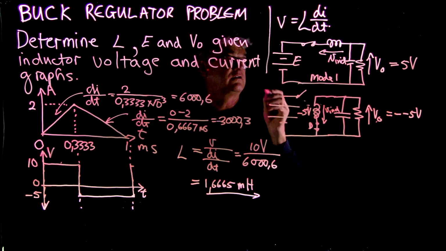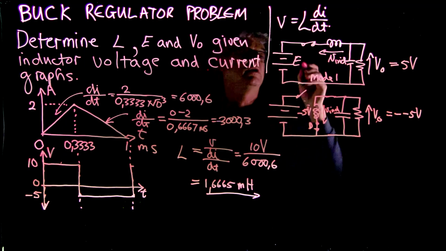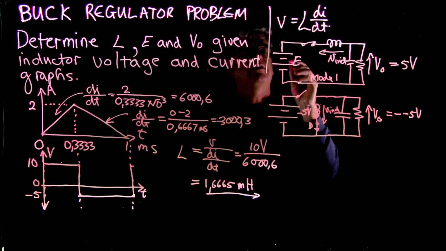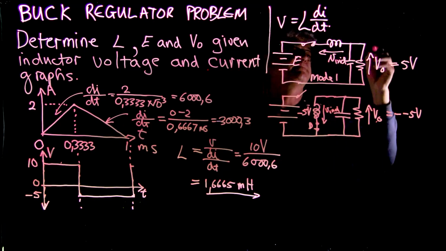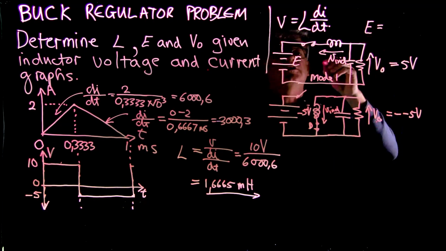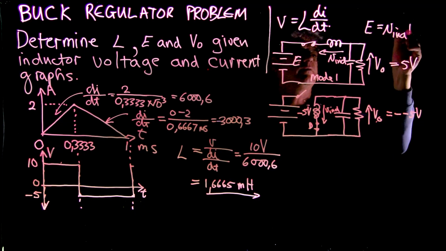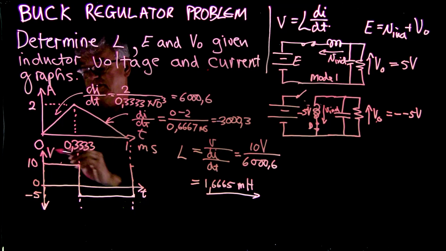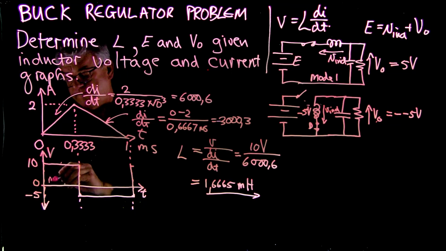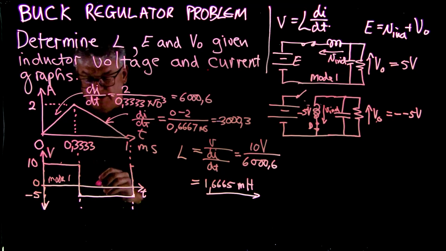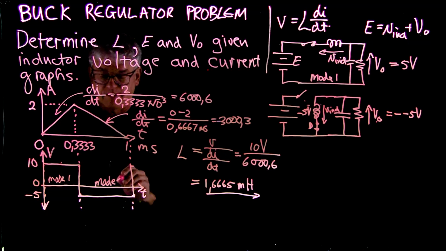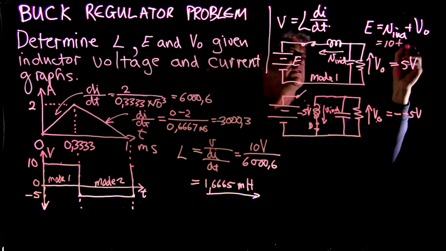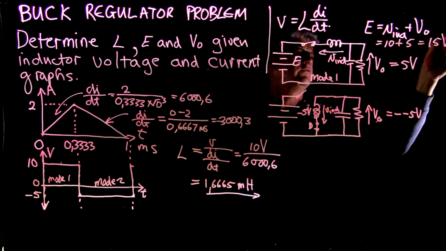Now, according to Kirchhoff's voltage law, the sum total of the volt drops in a closed circuit is equal to the applied voltage. So E is equal to V inductor plus V out. And V inductor, from our graph during the time that we are busy with mode 1, here's mode 2, is 10 volts. So then it is equal to 10 plus 5 is equal to 15 volts.